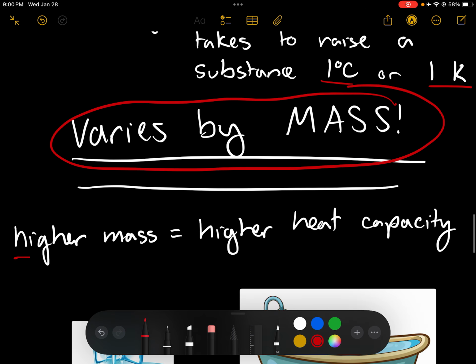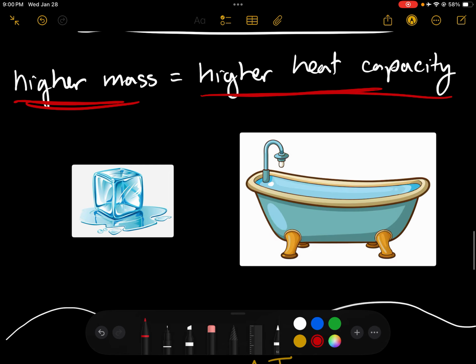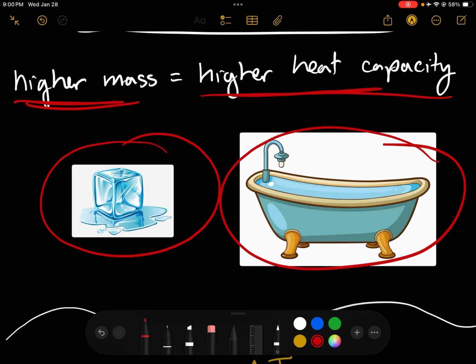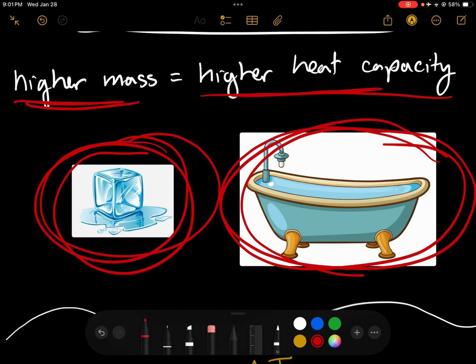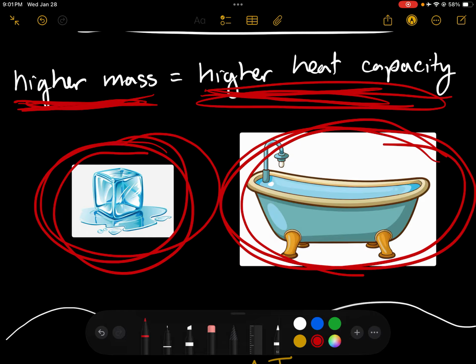So the higher the mass of your substance, the higher its heat capacity, because it's going to take more energy to shift its temperature. If we look at, let's say, an ice cube versus an entire bathtub full of water, it's water either way, but it's going to take much less energy to shift the ice cube in temperature because you're not talking about a lot of water. Versus a bathtub, if you wanted to heat a bathtub full of water, you would have to use a lot more energy to do that because there's more water present. So again, if you have more mass or more of that substance, it's going to have a higher heat capacity.